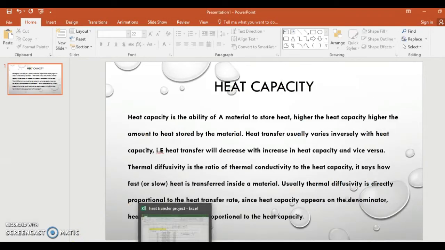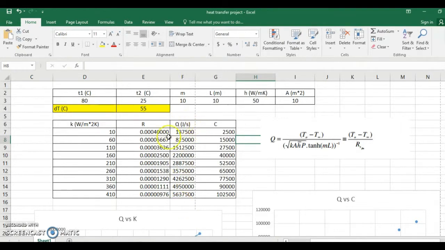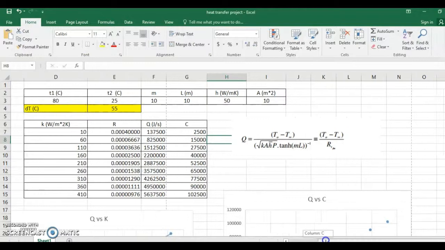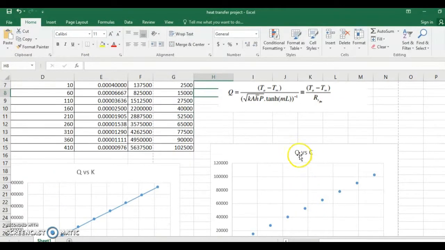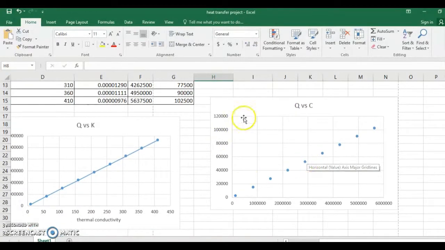So now I'm going to show the result we have done. This one is the Q, which is the rate of heat transfer, and the C is our specific capacity, our heat capacity. And how do we get the C? The C is obtained from the Q, the heat transfer rate, over the delta T, which is 55. The delta T came from 80 minus 25. Based on the results in the table, our group also plotted the graph, which is the heat transfer rate versus the heat capacity. And this one is the graph.